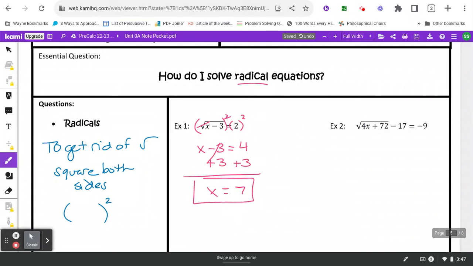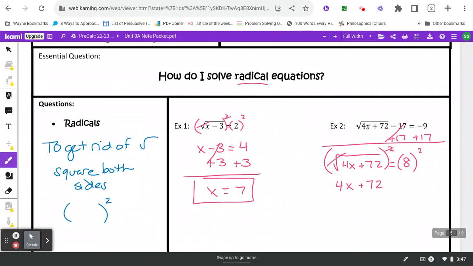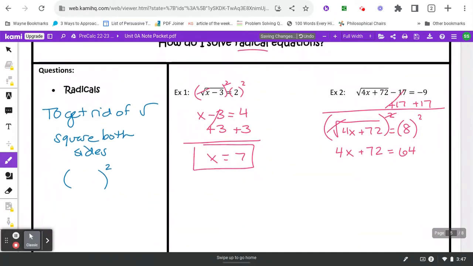Now for example number 2, you may want to make sure you move over the 17 to the other side since it's not underneath the square root. Then once you just have the square root by itself, then you can square both sides. Again, the square root and the square exponent cancel each other out. 8 squared, make sure you do 8 squared, not 8 times 2, so 8 times 8, 64. And then we'll solve it out, subtract 72. And divide by 4.